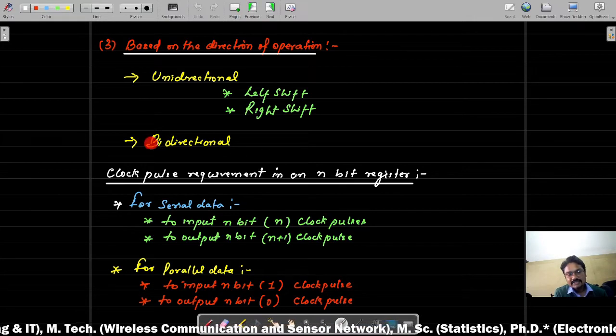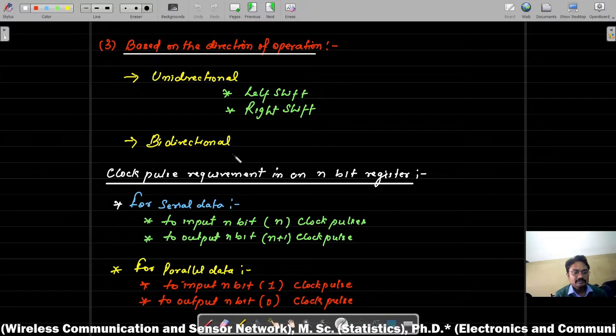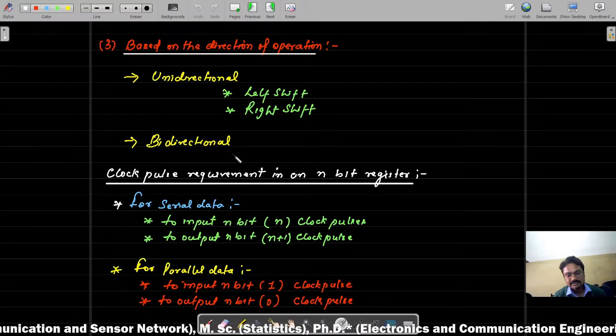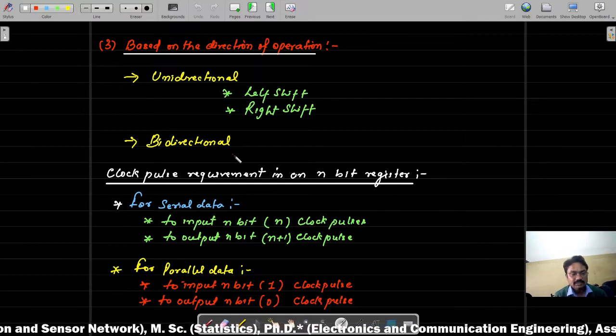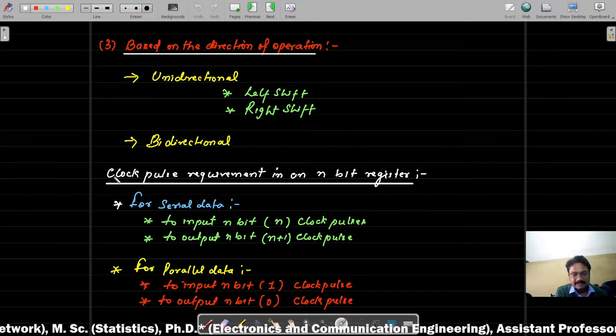And the next category is bidirectional, meaning that through the use of a control you can shift the data in both directions, either in the right direction or in the left direction. We will discuss it in the next slide.